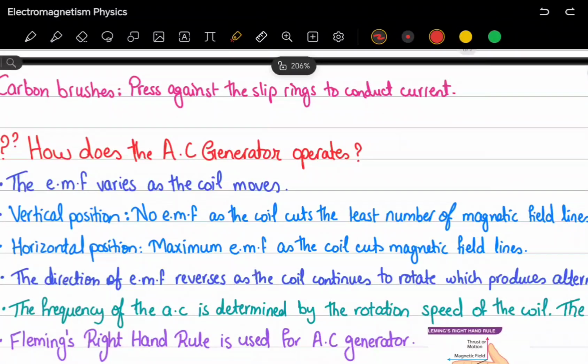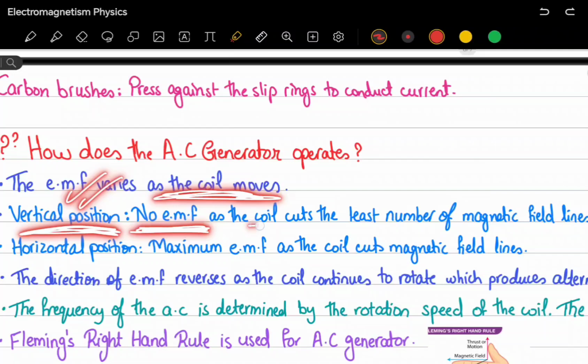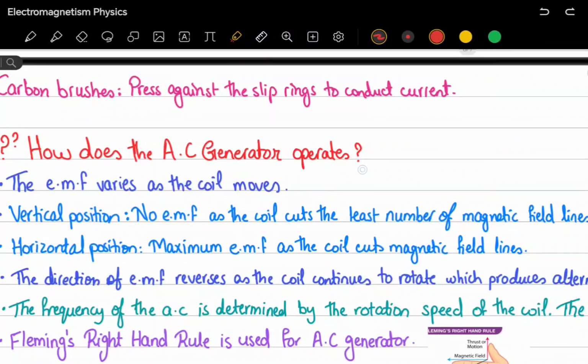How does the AC generator operate? Now here we do not use a DC current. Instead, we use an AC current, which means an alternating current. So the EMF varies as the coil moves. In the vertical position, there is no EMF as the coil cuts the least number of magnetic field lines. When we have the vertical position, it won't cut. It moves in parallel with the magnetic field lines, and therefore it cuts the least number of magnetic field lines. But in the horizontal position, it's going to cut the magnetic field lines perpendicularly, and this will cause a maximum EMF.